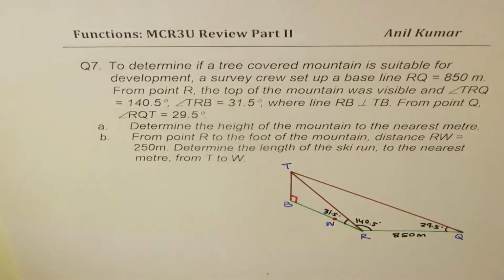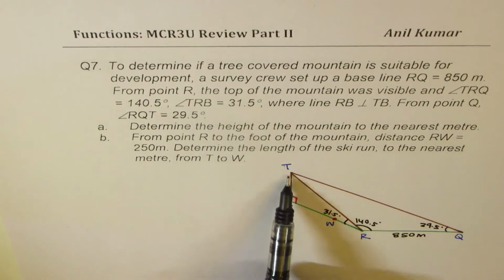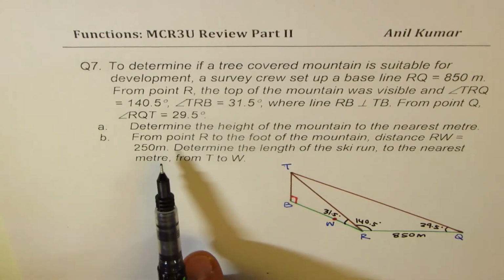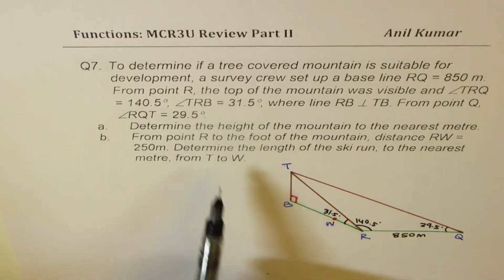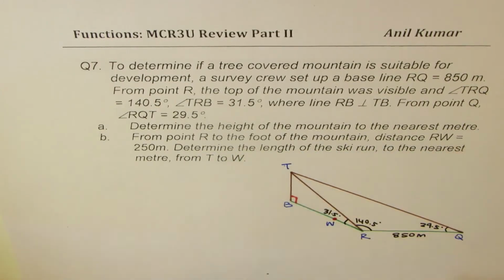So as you read, label your diagram. Determine the height of the mountain to the nearest meter, part A, this TB. From point R to the foot of the mountain, distance RW is 250 meters. So this is the distance of 250 meters, the small distance.